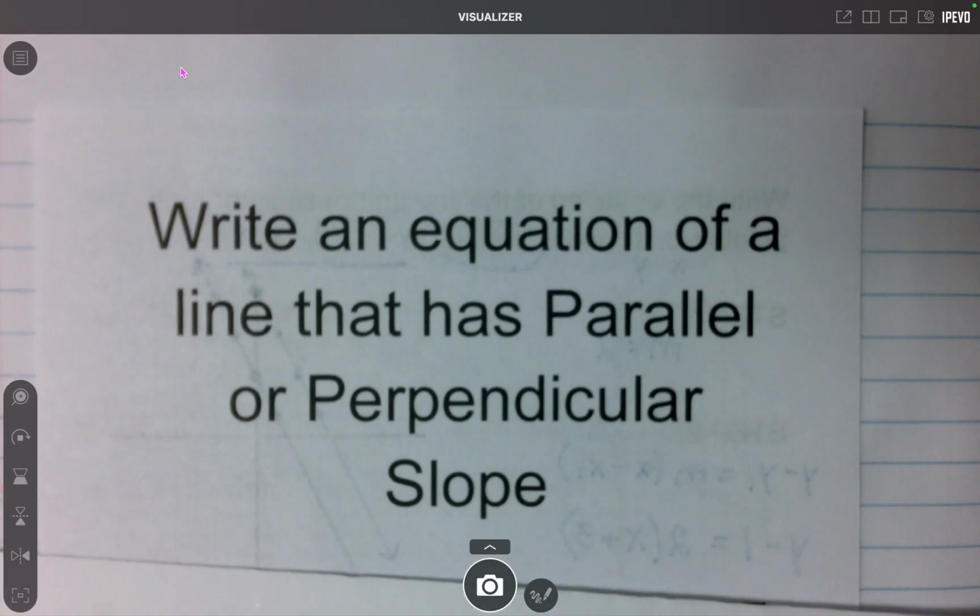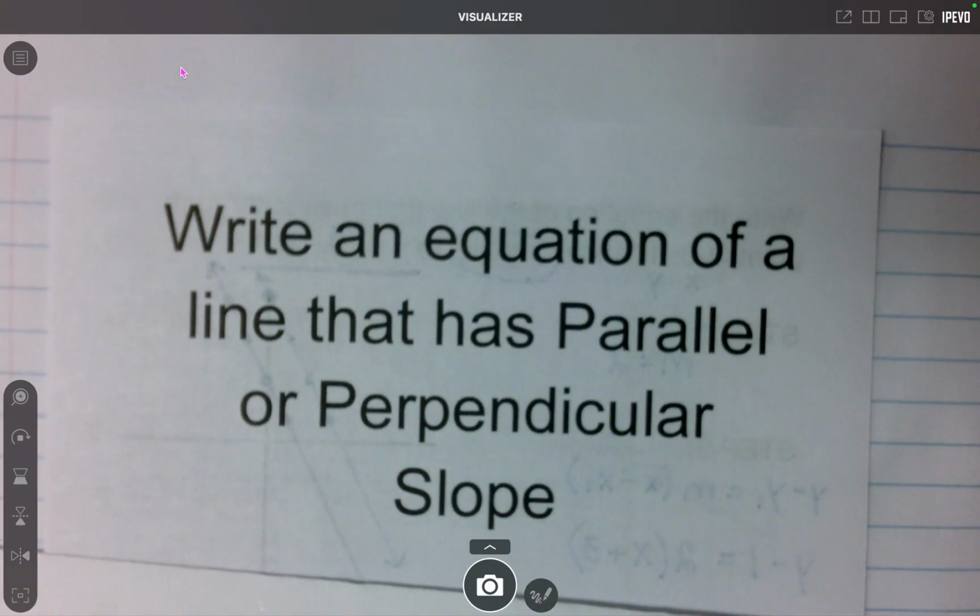This is day 2 of our parallel and perpendicular line study. This lesson is about writing an equation of a line that will have a parallel or perpendicular slope. So we already talked about how lines that are parallel have the same slope and lines that are perpendicular have the opposite reciprocal slope. So we learned that the last time, and we learned how to identify them from equations.